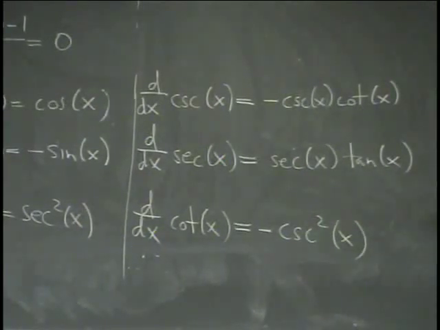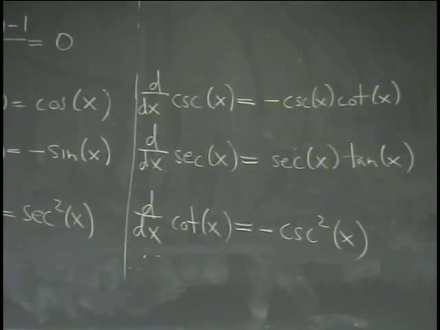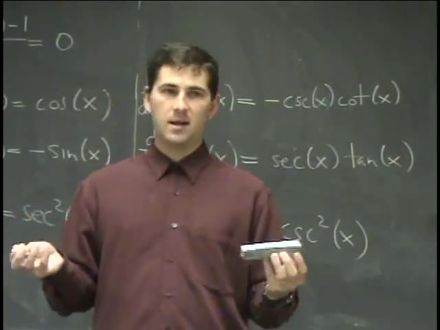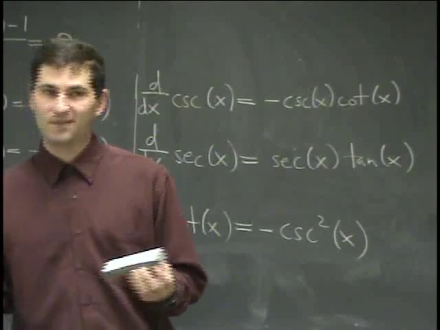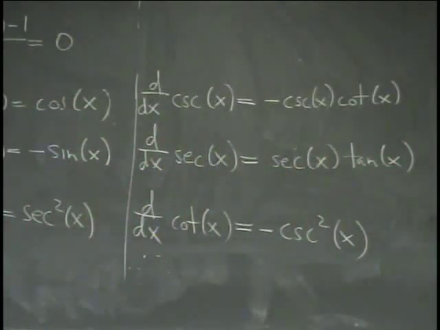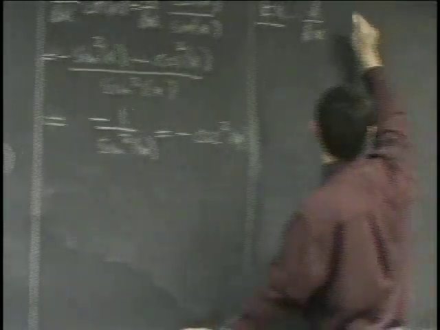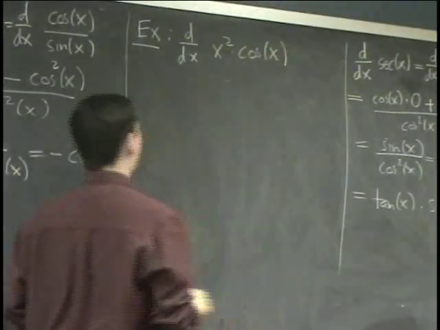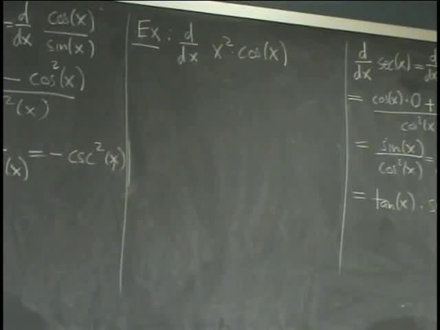Okay. Why don't we do some examples where, again, it would be very much like yesterday. Come up with some nasty functions, but now we can throw trig functions into it. We can utilize those. All right, let's compute the derivative of x squared times cosine of x.